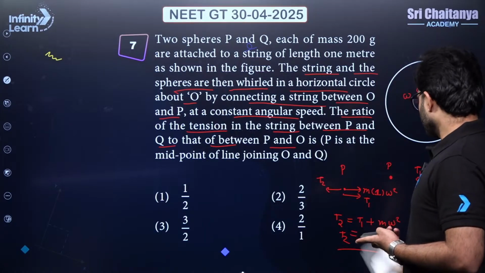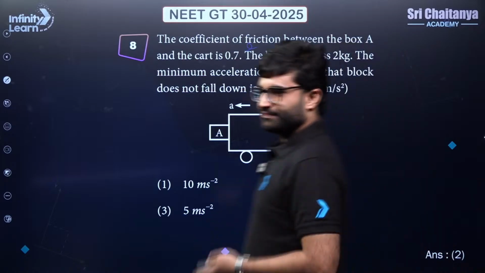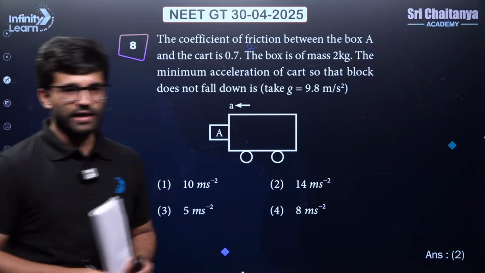Okay. So you will get the ratio as 2 by 3, correct? Next. Sir, could you please change the color of the pen? Yeah, I have changed to yellow, right?